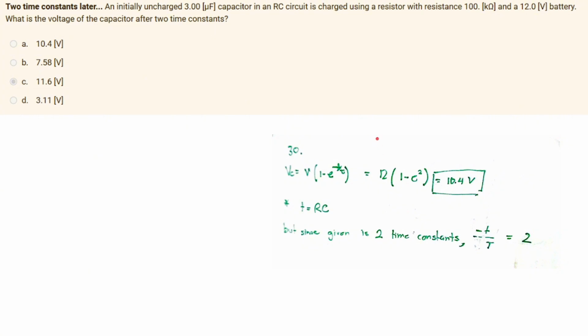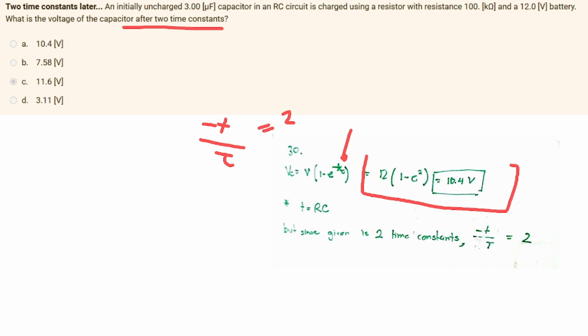So finally, for our last question: what is the voltage of the capacitor after two time constants? Time constants refers to this: negative t over tau. This is what a time constant is. But it says two time constants, so we can just equate this to two. That's why it's this one, which is equal to 10.4 volts.